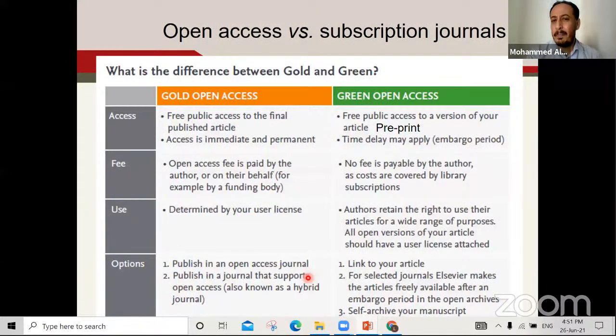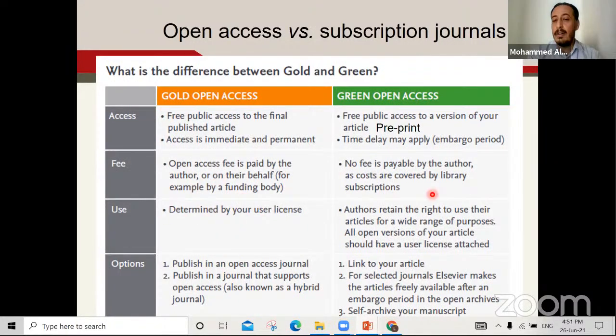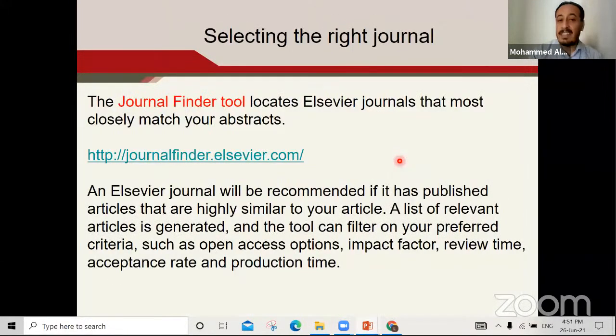What's the difference between open and subscribed? Usually with open access, you have to pay fees, and you still own the copyright. But if you submit to, we call it either green open access or subscribed, you don't need to pay. Usually the library subscription pays, or the reader pays, but you don't own the copyright. You can only post the preprint of your article on your blog or ResearchGate. What's the tool?